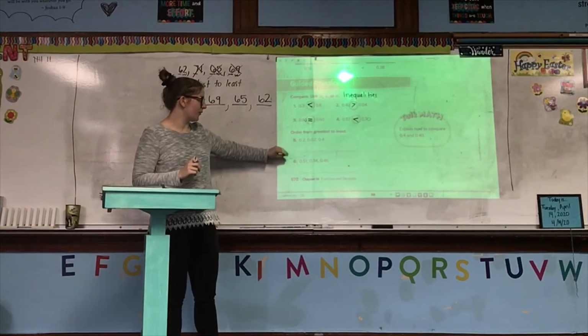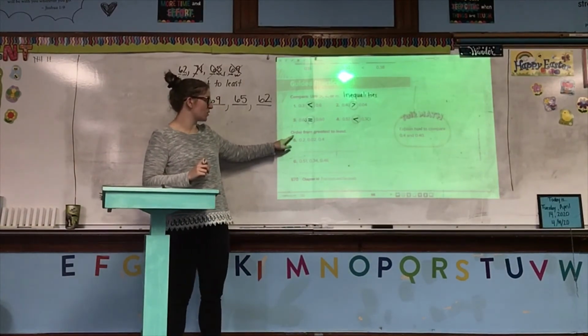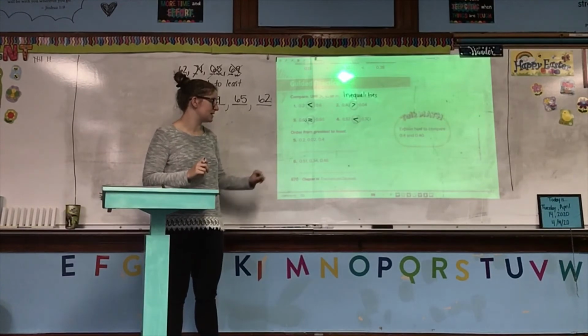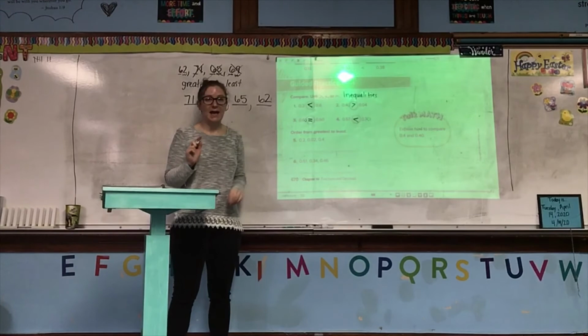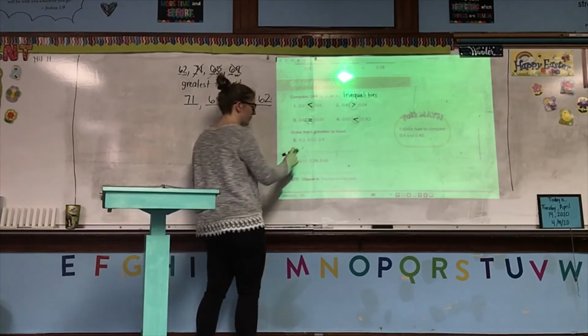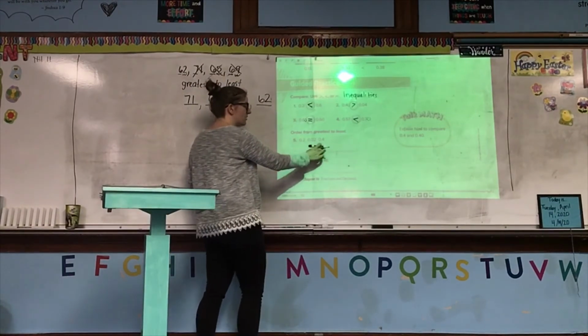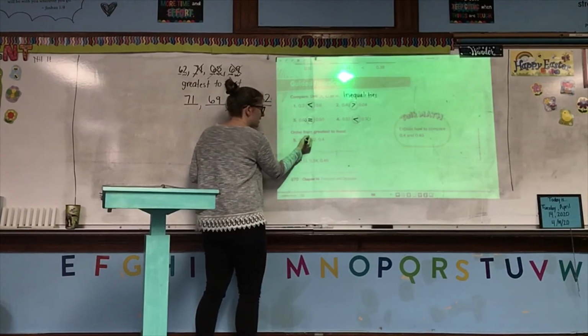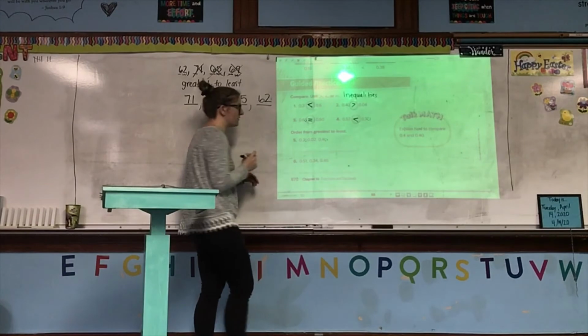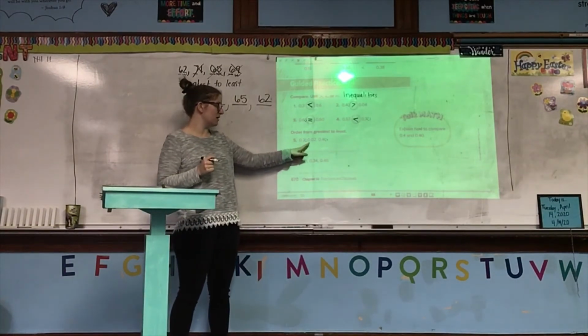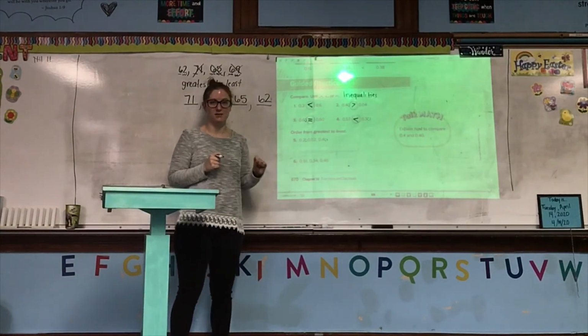Okay, now, for the next part of the guided practice, it says order from greatest to least. So what we need to do first is make sure that each number has the same amount of digits. We have 2/10, 2 hundredths, and 4/10. So we need to add an invisible 0 to both of the tenths, and now we have 20 hundredths, 2 hundredths, and 40 hundredths.